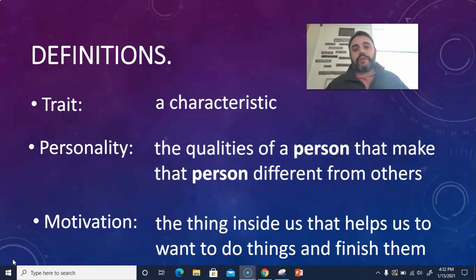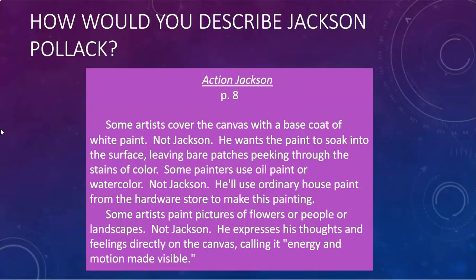And today we're concerned about motivation. The definition of motivation is the thing inside of us that helps us to want to do things and finish them. It's kind of hard to determine what motivation is, but we know it's just that thing inside of us. So let's look at a piece of text that can really help us practice the skill of inferring a subject's personality based on the facts that the biographer included. So using this piece of text, how would you describe Jackson Pollock?